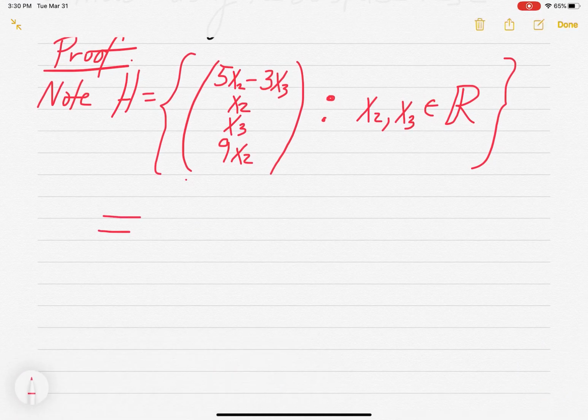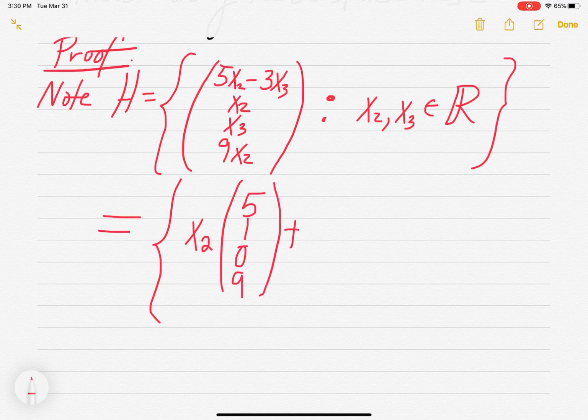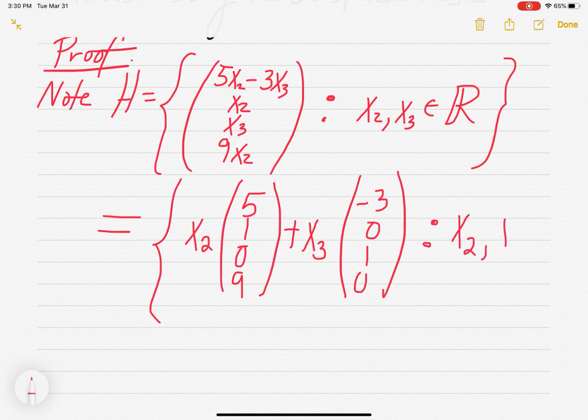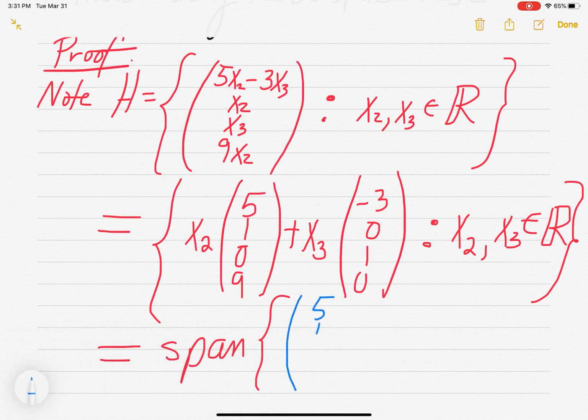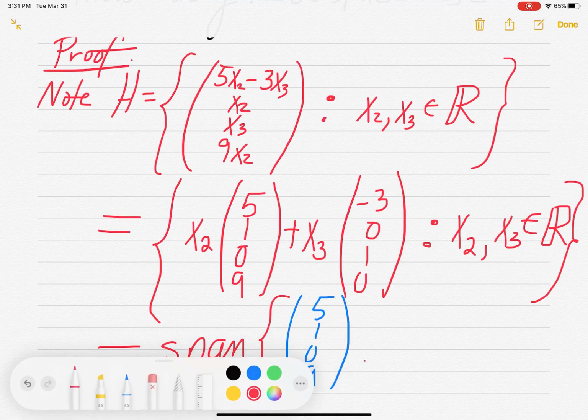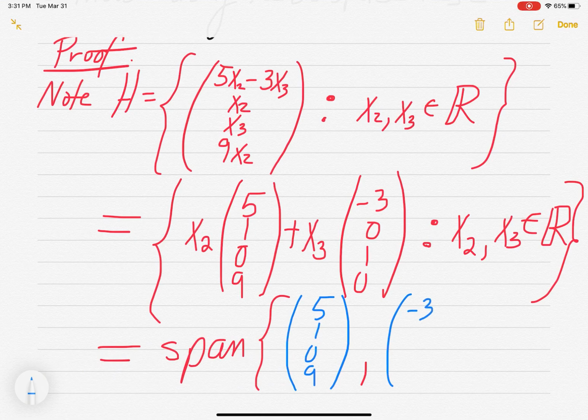Let's write this in parametric form. So this is equal to the set of, I'm going to factor out an x2, and I'm going to have coefficients 5, 1, 0, 9 for x2. Then I'll factor out an x3. I'll have coefficients negative 3, 0, 1, and 0. And x2 and x3 are arbitrary constants. Call these parameters. They can take on any value they want. But what is this equal to? This is just the span of those two vectors, 5, 1, 0, 9, and negative 3, 0, 1, 0.